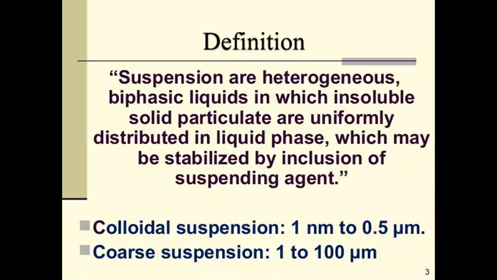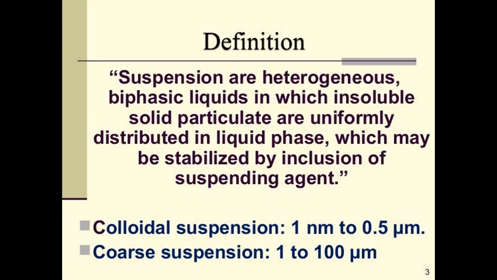Suspension is heterogeneous. Heterogeneous means different; homo means same. Why is it heterogeneous? Hetero means different, right? Yes, ma'am. Then why is it heterogeneous? Two phases, solid and liquid. Okay, very good. Hetero means different phases: one is solid and another one is liquid. That's why it is heterogeneous.